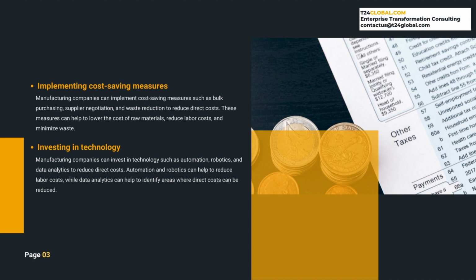5. Investing in technology. Manufacturing companies can invest in technology such as automation, robotics, and data analytics to reduce direct costs. Automation and robotics can help reduce labor costs, while data analytics can help identify areas where direct costs can be reduced.